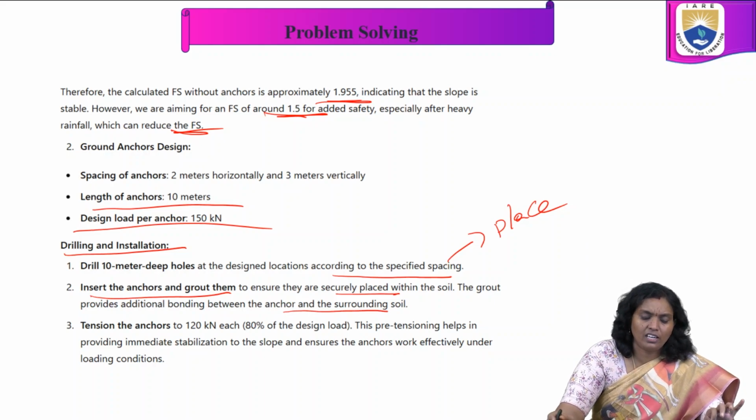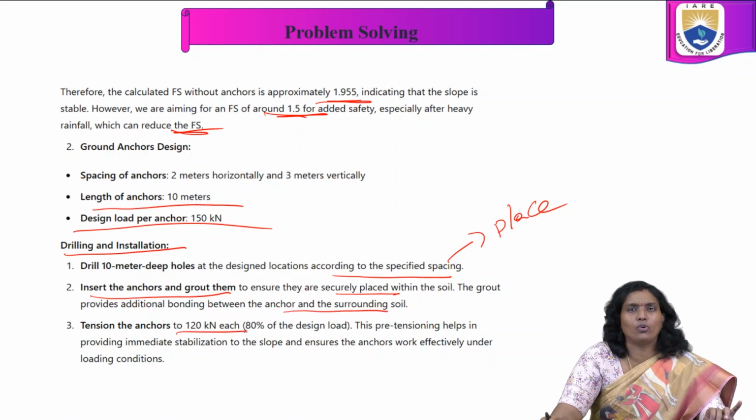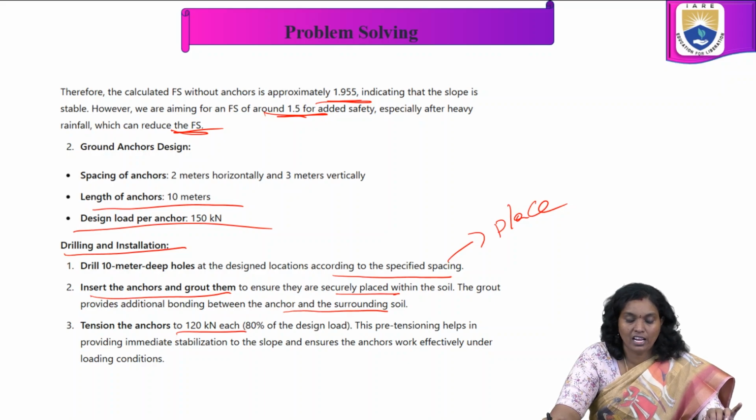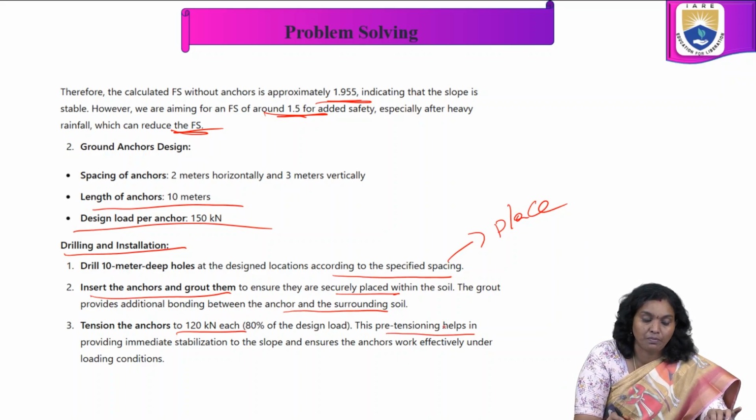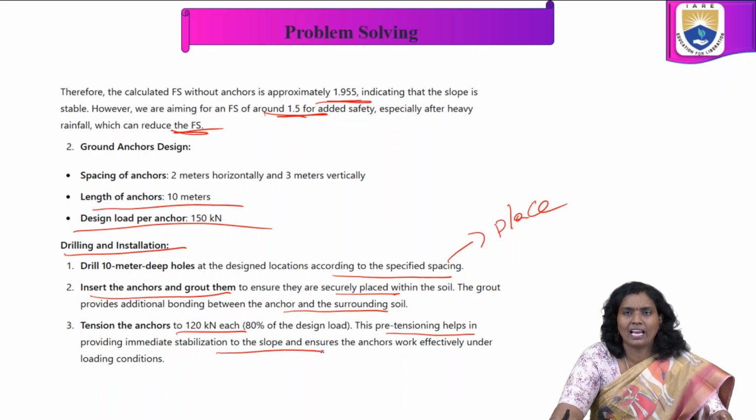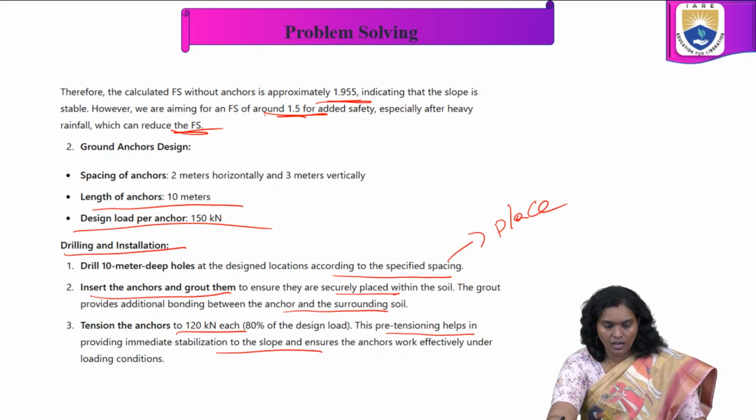Then apply tension to each anchor, 120 kilonewton, which is 80% of the design load. This pre-tensioning helps in providing immediate stabilization to the slope and ensures the anchors work effectively under loading conditions.